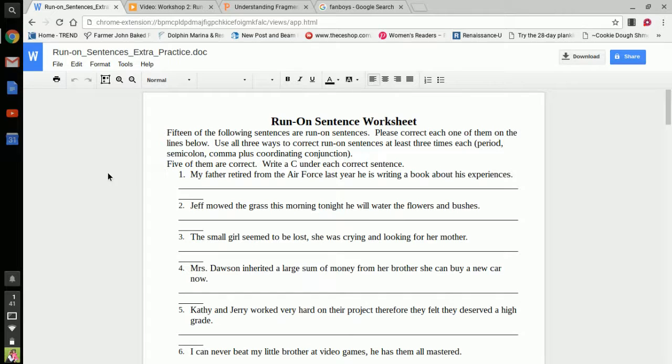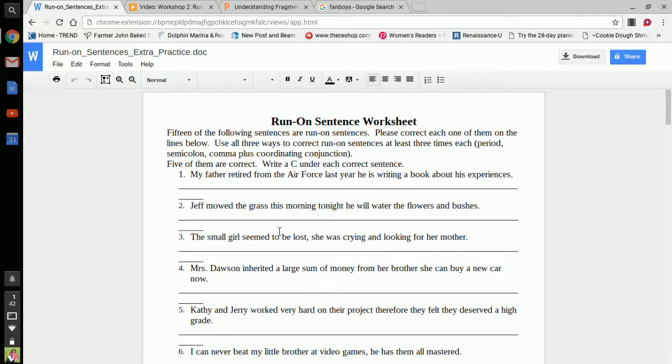So 15 of the following sentences are run-ons. Please correct each one of them on the lines below. You can print this out, or if you would rather write it out on notebook paper, that's fine, as long as it's nice and neat. Use all 3 ways to correct the run-on sentences at least 3 times each. So a period, semicolon, comma plus coordinating conjunction. What they're saying is don't do a period for every single one. Don't do every single one the same. So you have to do a period 3 times, a semicolon 3 times, and a comma and a coordinating conjunction 3 times.